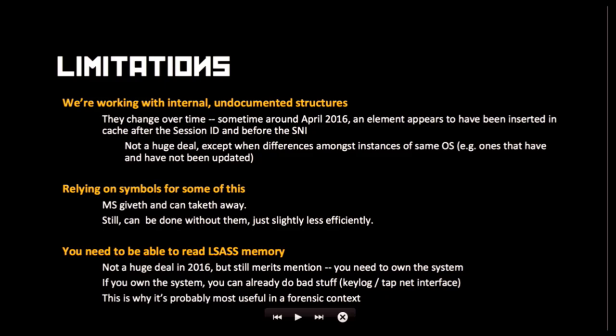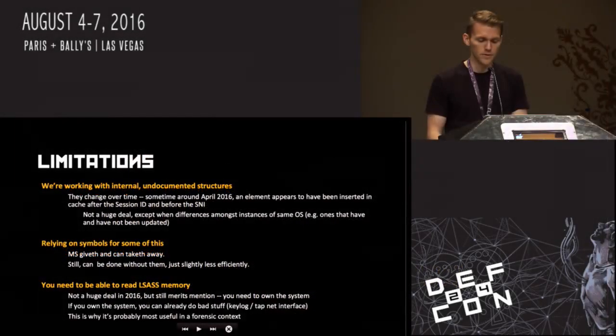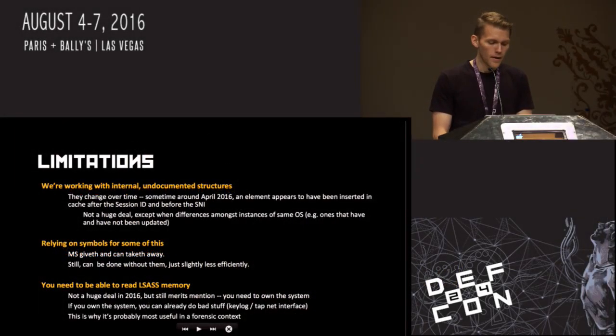You can still do it. It's just harder to detect in an automated fashion. It'll take a little bit more, and it'll be a little less clean. And then we're relying on symbols. So Microsoft gave us symbols to do some of this pretty easily. They can also take them away, which is totally their right. But realistically, that probably isn't going to have that much of an impact because for the most part, we can do all this stuff still, just a little bit less efficiently.